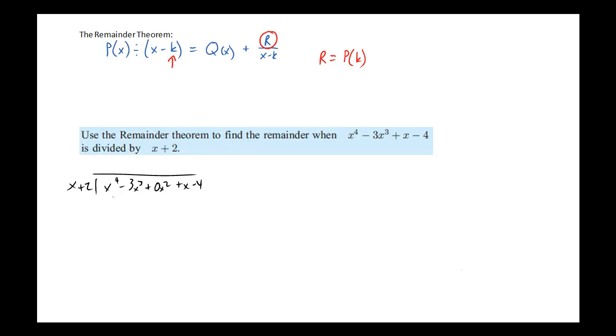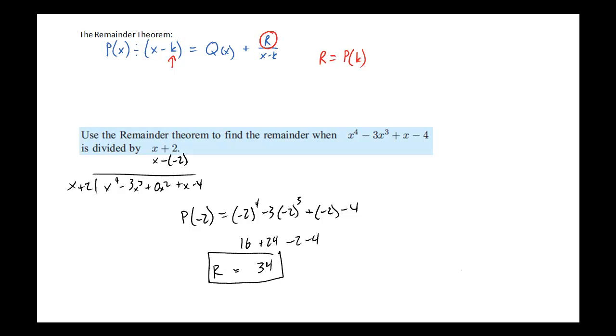So here we go. What we're going to do instead is use the remainder theorem, which is the point. So we're going to do P of, now note that this is x plus 2. That's not what we want. It needs to be x minus k. So x minus negative 2. So P of negative 2 equals negative 2 to the fourth minus 3 times negative 2 cubed plus negative 2 minus 4, and negative 2 to the fourth is 16, negative 2 to the third is negative 8 times negative 3 is plus 24, minus 2 minus 4, and that gives me a total of 34. And so the remainder would simply be 34.